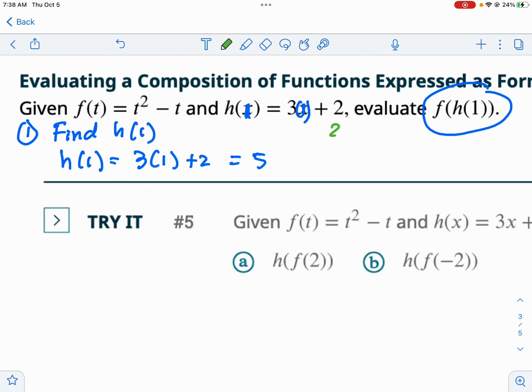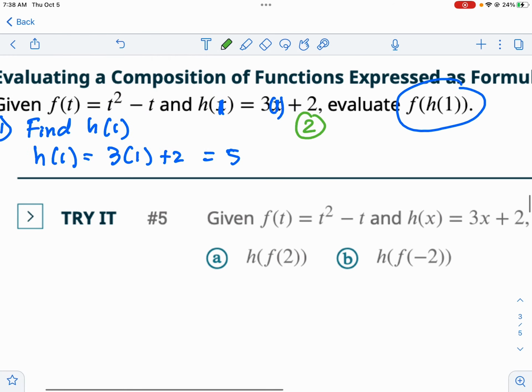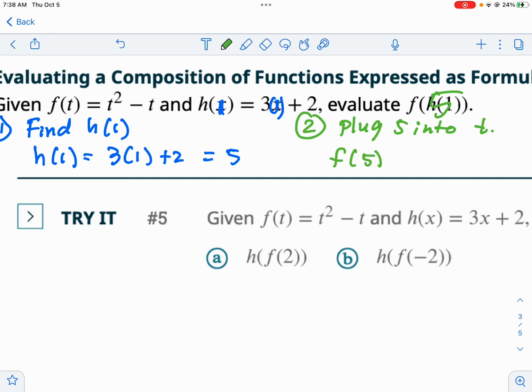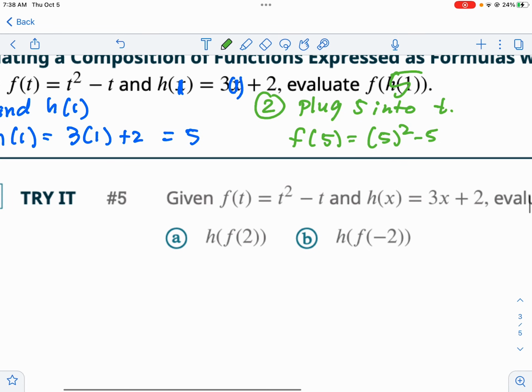Then imagine this is just f of 5, because h of 1 is equal to 5. So then I'm going to plug 5 into f of x. So I have f of 5 is equal to 5 squared minus 5. That's 25 minus 5, which is equal to 20.